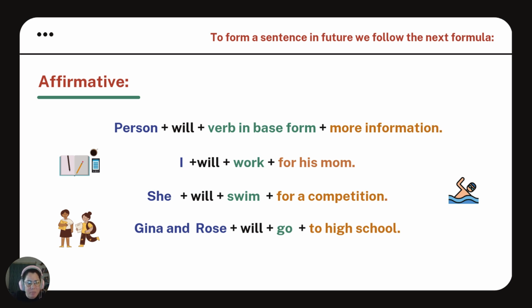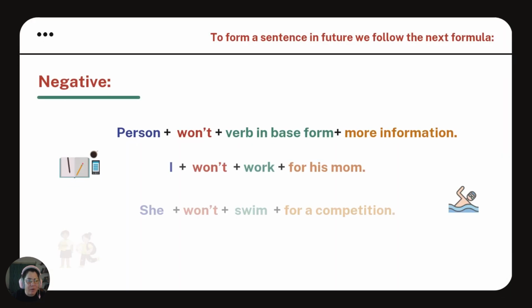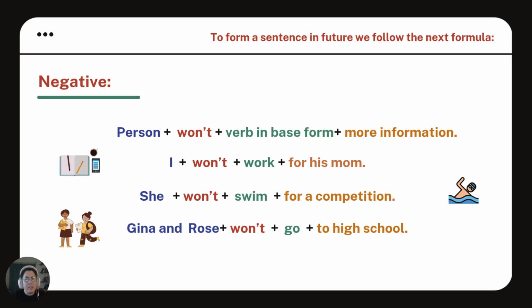First, we're going to write the person, then the auxiliary verb will, then the verb in base form, and then more information like we have here. I as a person, will, auxiliary verb, work is a verb in base form, for his mom is more information. Then she will swim for a competition. Jean and Rose will go to high school. That is the affirmative.